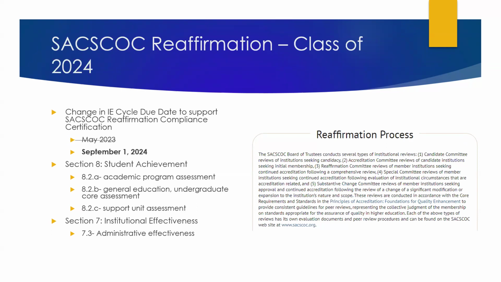The main sections of the reaffirmation report that dealt with SAC-CSC, that dealt with assessment is Section 8, Student Achievement, specifically 8.2a, which looks at academic program assessment, 8.2b, which looks like general education and undergraduate core assessment, and 8.2c, which is student support unit assessment. Also looks at Section 7, 7.3 specifically for administrative effectiveness, which is our other administrative support units.